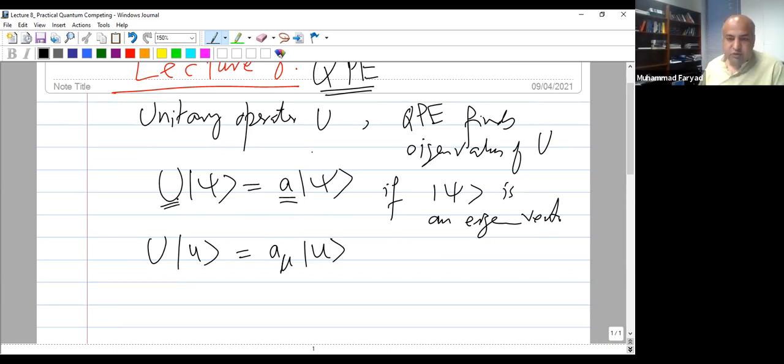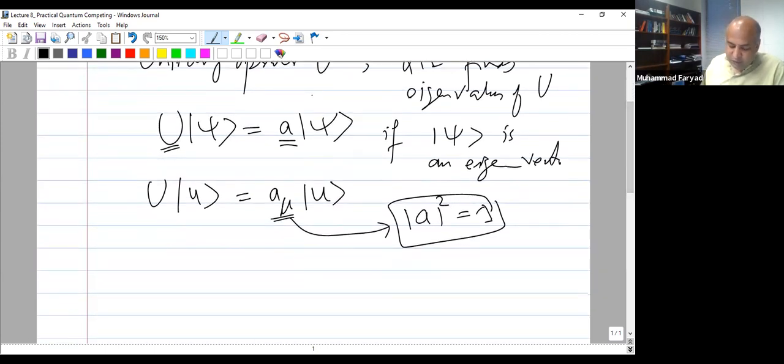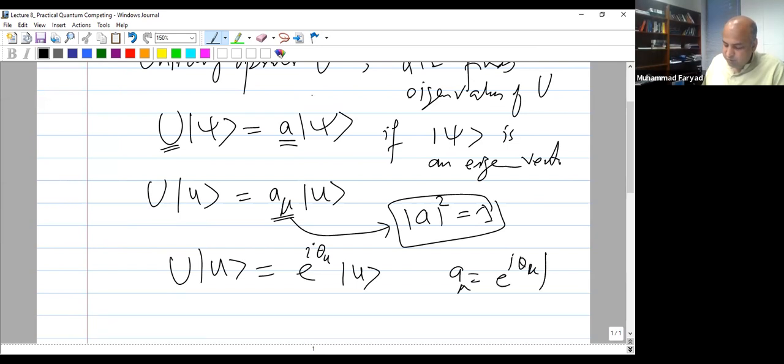But these unitary operators or unitary matrices have one thing special about them, and that is their eigenvalues have a modulus which is equal to 1, which means that their magnitude is 1. So we can also write the eigenvalue corresponding to eigenvector u something like this, let's say e to the power iota theta sub u, where this A sub u, I have written it as e to the power iota theta sub u. Because this has a magnitude of 1, all complex numbers with magnitude 1 can be written as exponential iota something, where this theta is called phase.